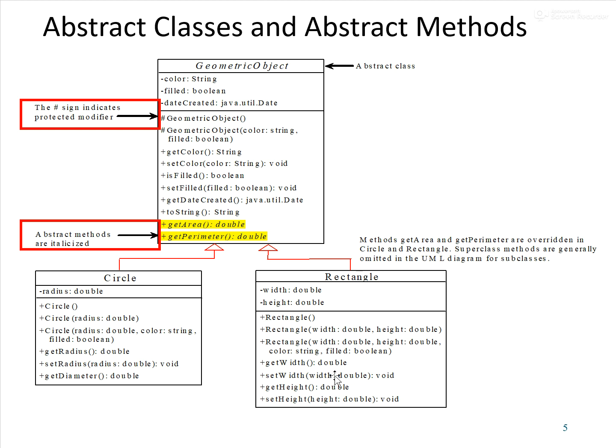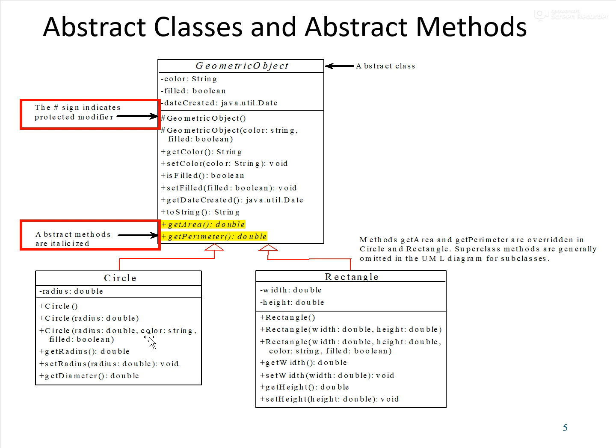Circle and rectangle classes had their own getPerimeter methods, and they showed up down here in their UML class diagrams. Now, by declaring these two methods abstract, we basically move those methods up into the superclass, GeometricObject in this case, and we have to declare them abstract. But remember, like I said, abstract methods do not contain any code. The code for abstract methods actually goes into the subclasses. And this is not optional.